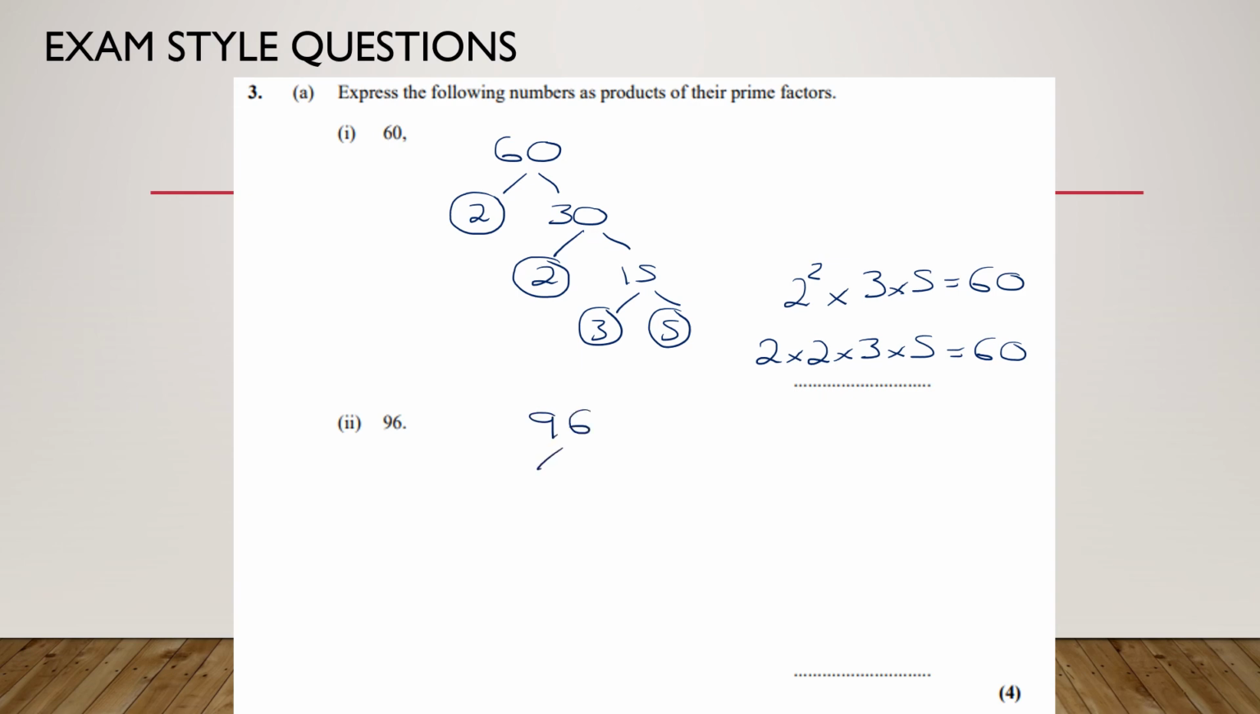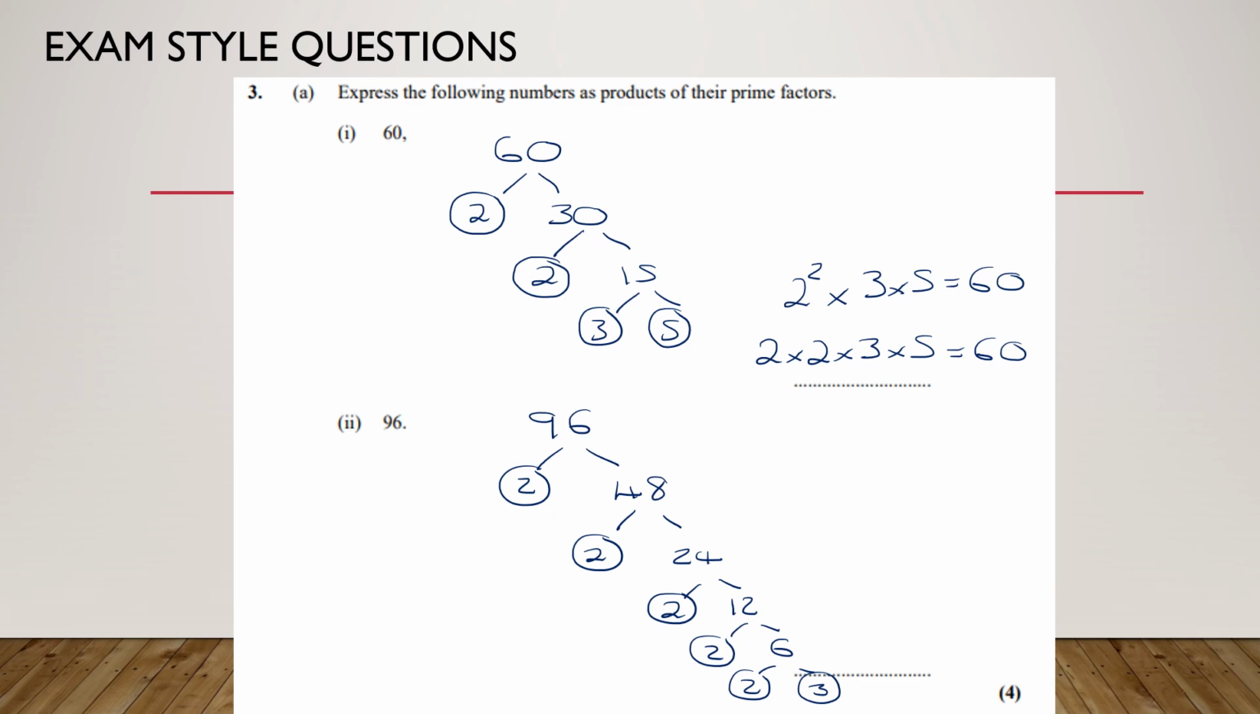So 96 does divide by 2, giving me 48. 48 again divides by 2, giving me 24. 24 divides by 2, giving me 12. 12 divides by 2, giving me 6. And 6 divides by 2, giving me 3. So now I've got all my prime numbers circled. I can write them out properly.